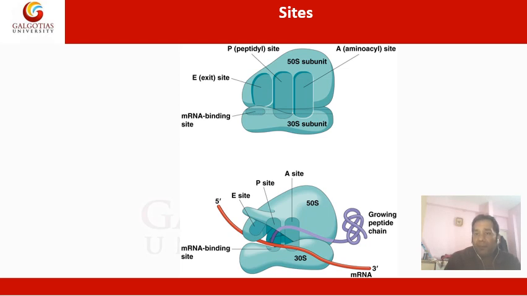So in the amino acid site, the transfer RNA will come and decode the codon present inside the messenger RNA. Similarly, in the peptidyl site, the formation of the peptide bond takes place, and in the exit site, the transfer RNA gets out of the complex. As more and more transfer RNA comes in, the peptide chain will grow and more protein synthesis will take place.